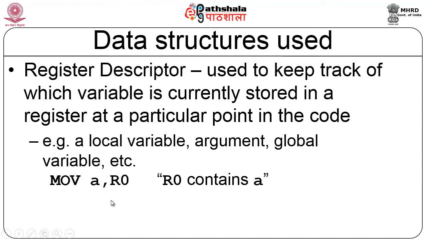Now this will be a command. After this command, the register descriptor will be updated as R0 contains a. So when I query what is available in R0, it will say R0 contains a as my result. So the register descriptor will tell you what value a particular register contains.